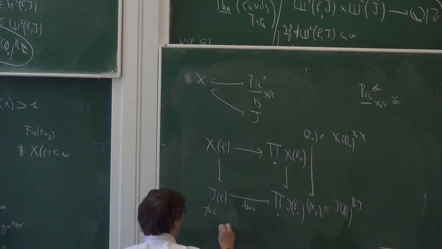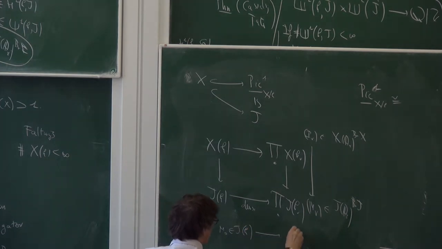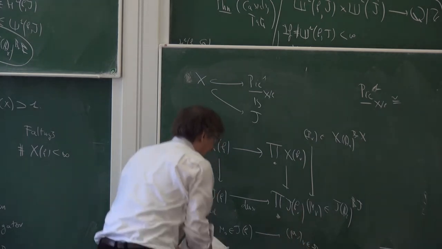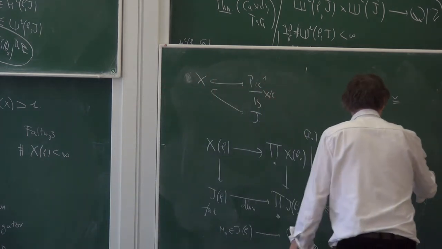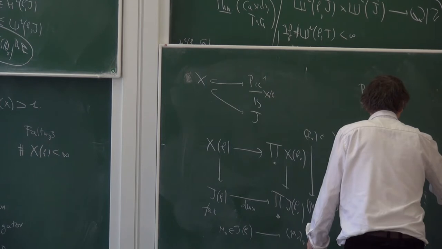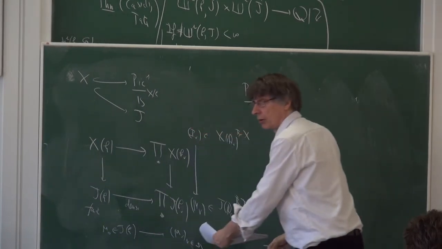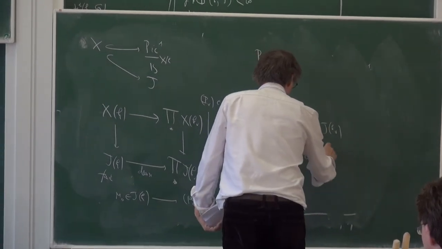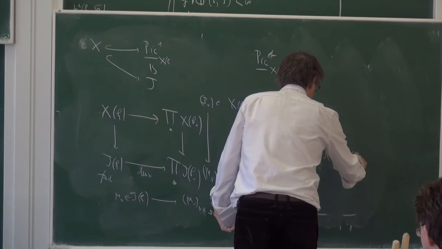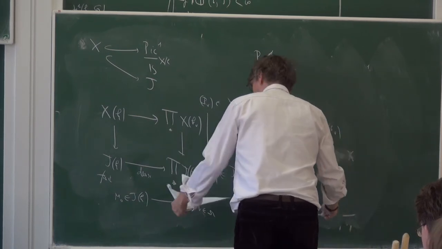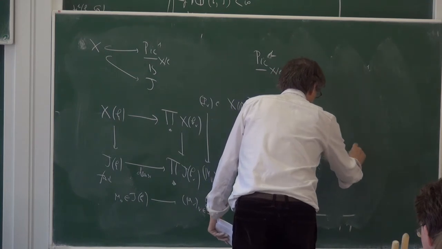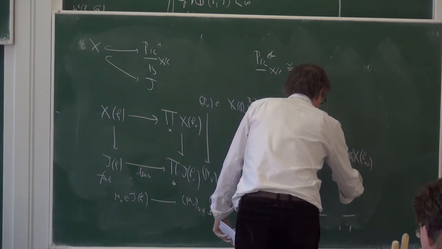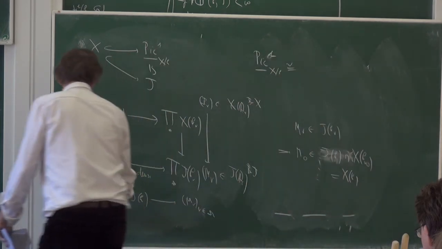So that means that we find a point M0 in J of K, which goes to this family MV for V in omega. Because MV belongs to J of K_V for any V. And therefore M0, if I take a finite place, lives in J of K_V intersection X of K_V0. And that is X of K. So we find a rational point.